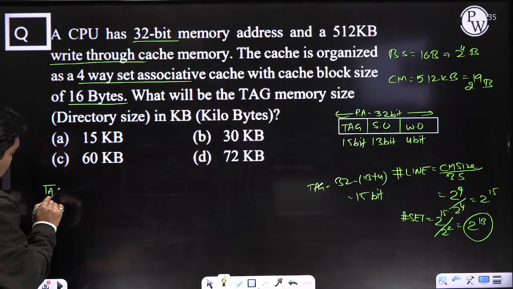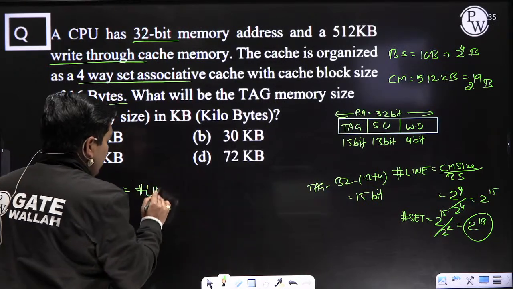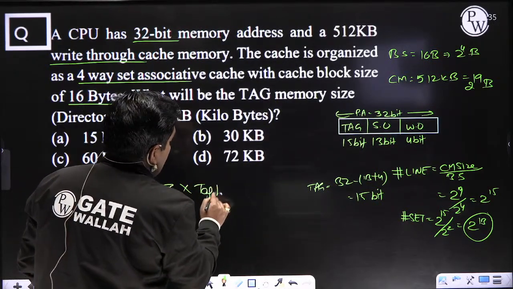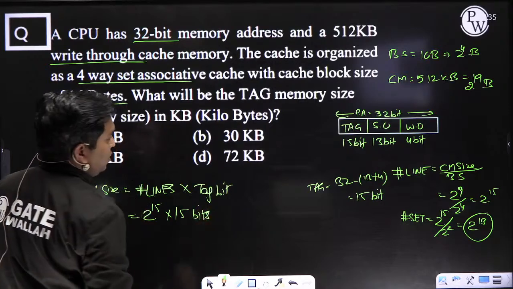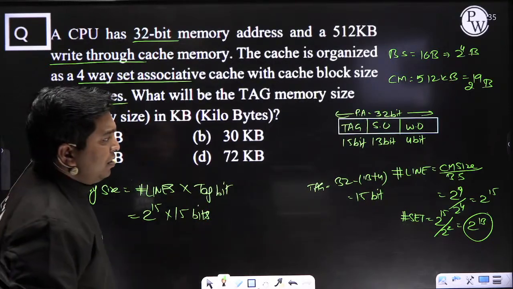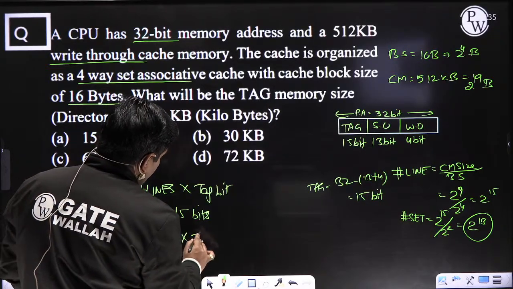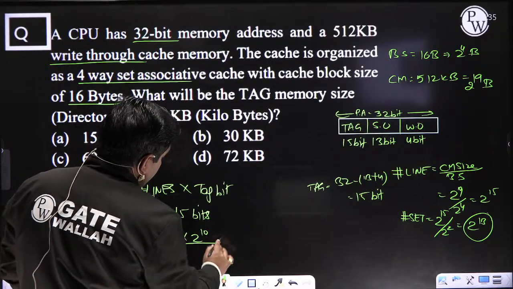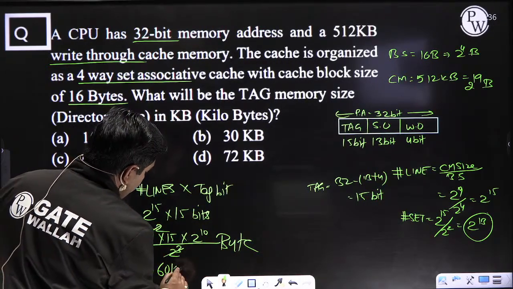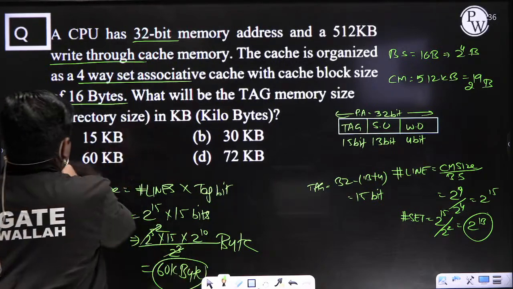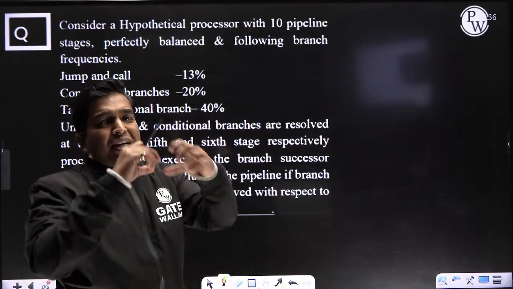Now what is the tag memory size? You can directly write number of lines into tag bits. How many lines? 2 raised to power 15. Tag bit is how much? 15 bits. Yes or no? So how much are you getting? 2 raised to power 5 multiplied by 15 multiplied by 2 raised to power 10, divided by 2 raised to power 3 in bytes. So you will get 60 KB. 60 kilobyte, my dear. C is the right answer for this question. Very good, everyone. If you are getting it, kindly make a heart, everyone.